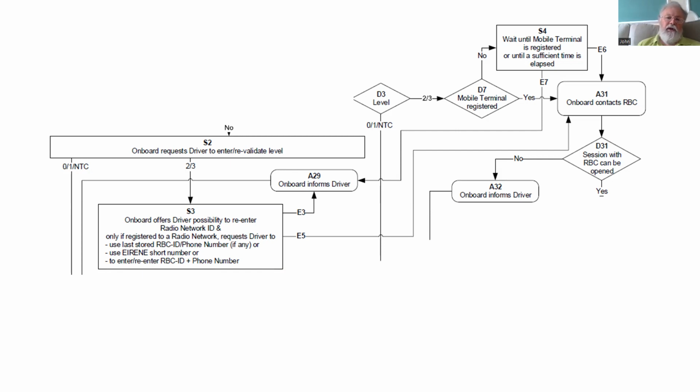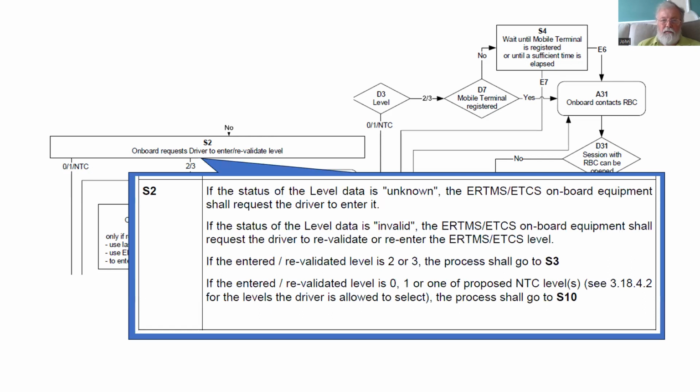If, however, the train has remembered the level and position, then it will go straight into the process of registering the mobile terminal, and having registered the mobile terminal, contacting the RBC, and once the RBC session is established, then it will proceed. And if that session cannot be established, then the driver will be informed.